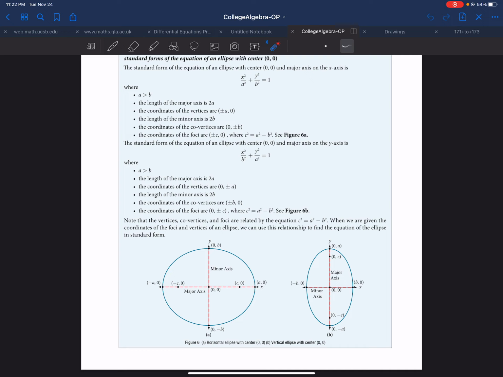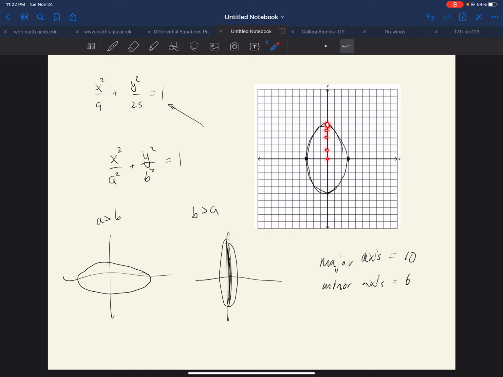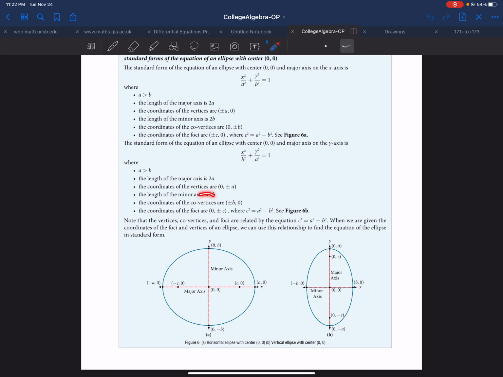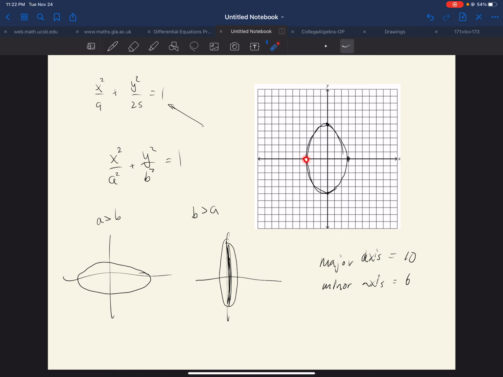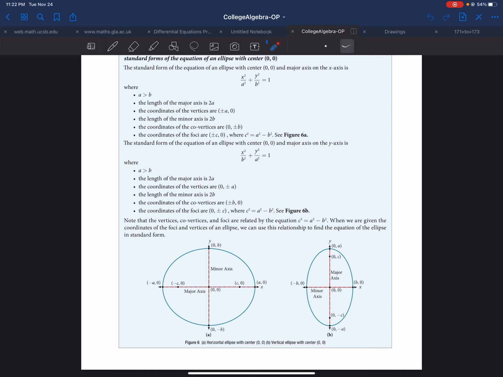And then it said that the coordinates for the vertices are 0, plus and minus a, so 0, plus and minus 5. And so we went up 5 and put a dot, and down 5 and put a dot. We said that the vertices lie on the major axis, and the co-vertices lie on the minor axis. And so the co-vertices should be plus and minus 3, comma 0. Oh yeah, it said plus or minus b, comma 0.